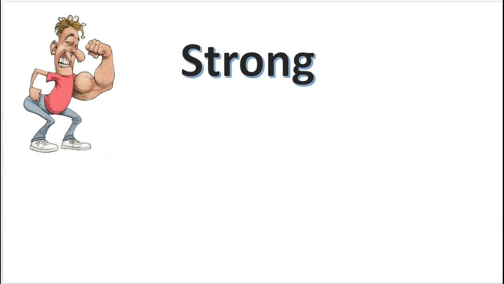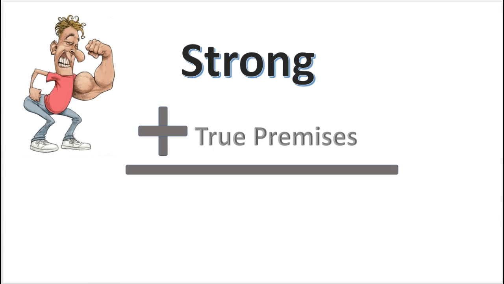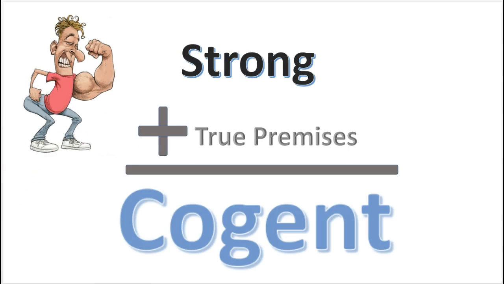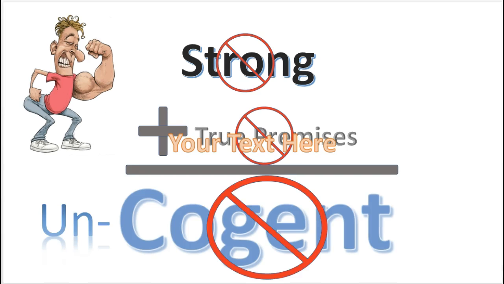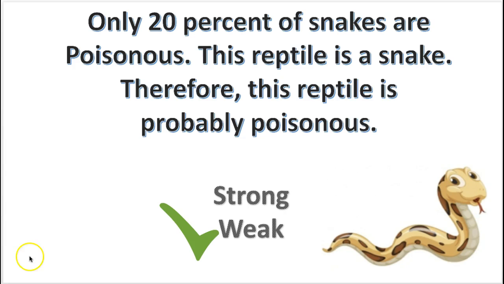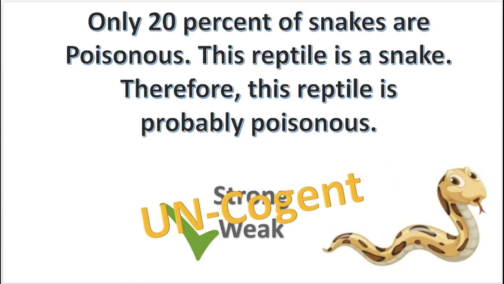All right, very good. So you've got a strong argument plus true premises. If you've got a strong argument plus true premises, then you're going to have a cogent argument. Now, if any one of these is not correct, if it's not strong or the premises are not true, then the argument is uncogent. Now, for example, you remember this argument? It was a weak argument because it only followed by 20% probability. And you know weak arguments are uncogent.